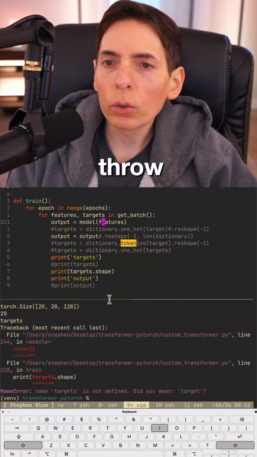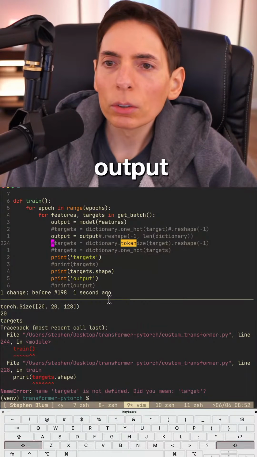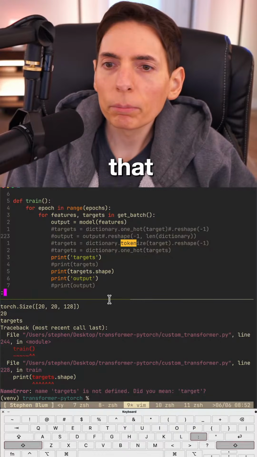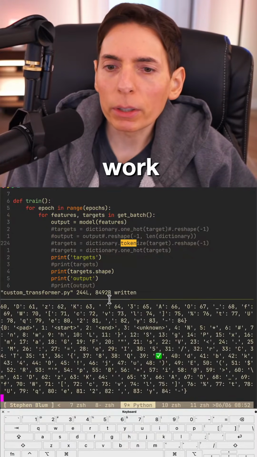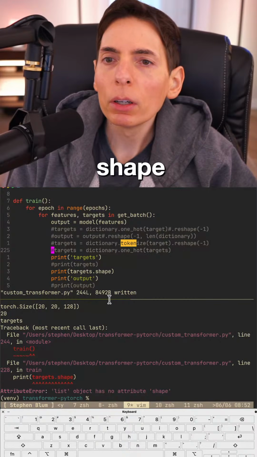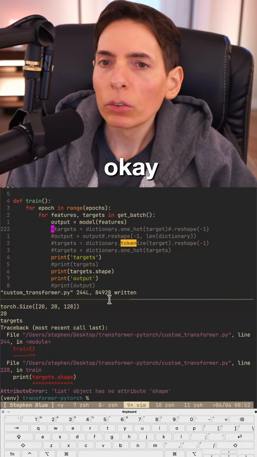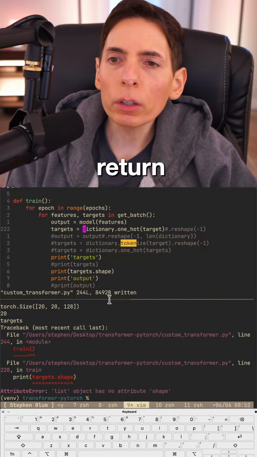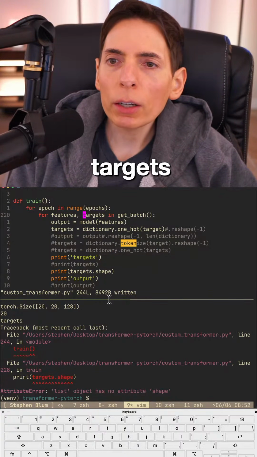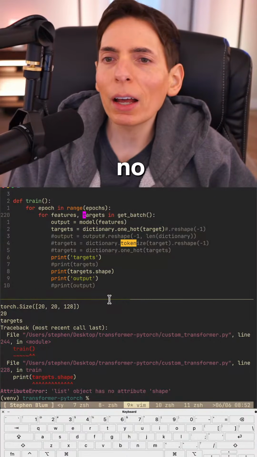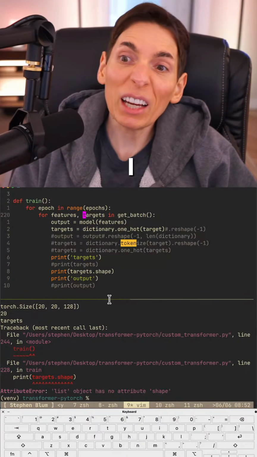And then we can throw the model on the output. Let's not bother with that. Okay, see if we can make this work now. Okay, targets.shape: list object has no attribute shape. Gotcha. Okay, so let's do targets. Should we set the targets to a tensor? We should make these into tensors. Well, I guess it's in a batch already.